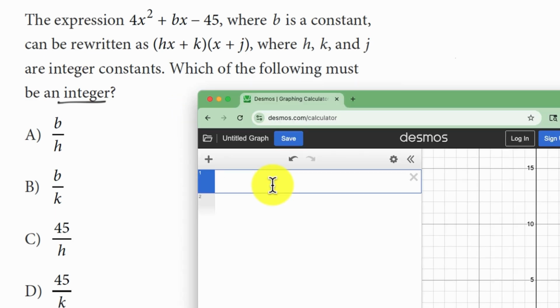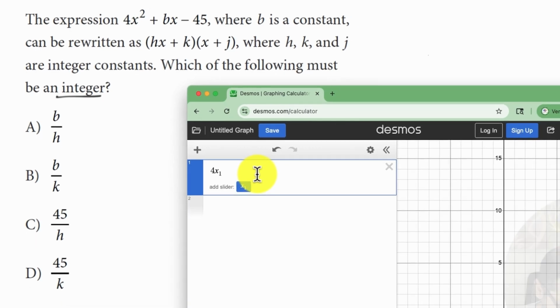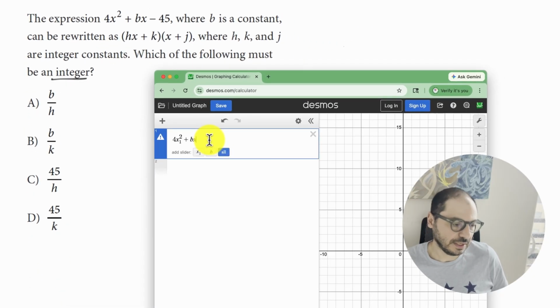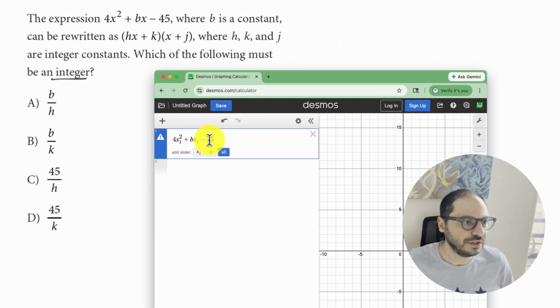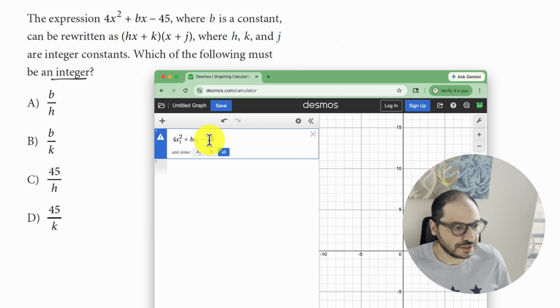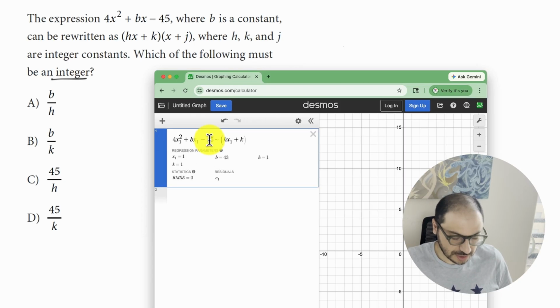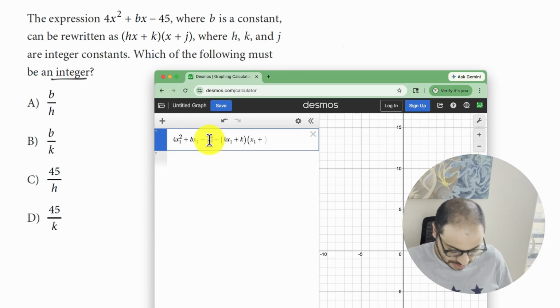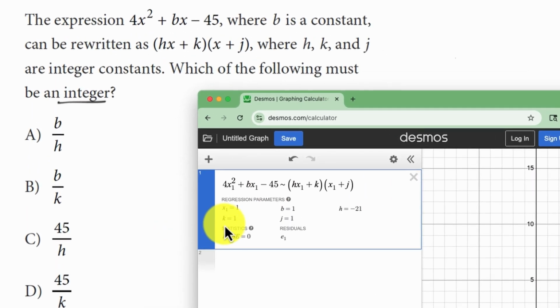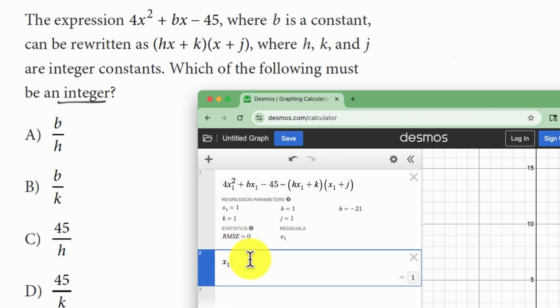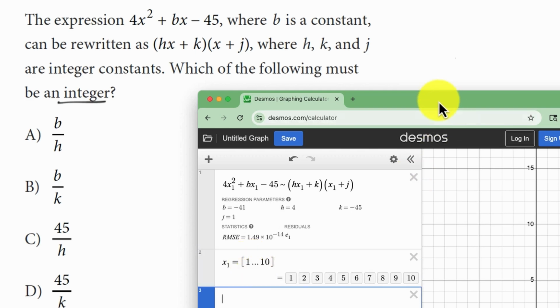It's just going to be a whole number, either negative or positive. Put this in. 4x1 squared plus bx1 minus 45 can be rewritten, so that's equivalent to hx1 plus k, x1 plus j. And again, see, it says x1 is greater than 1. We want this to work for multiple values of x, so I'm going to do something similar to what I did last time. I'm going to say 1 dot dot dot 10. Needs to work for all values of x. Which of the following must be an integer?